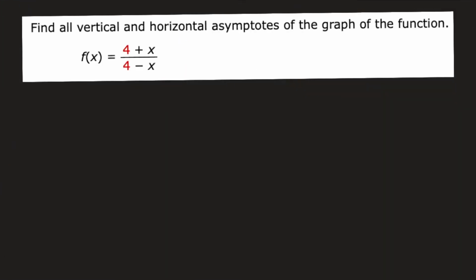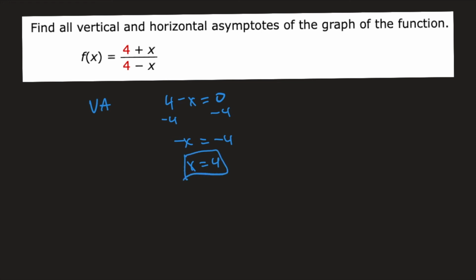Last topic we're going to talk about is rational functions. In this example, you have to find a vertical and a horizontal asymptote. A vertical asymptote is easily found by setting the denominator equal to 0 and solving for x. So if I subtract 4, I have -x equals -4, x equals 4. That is my vertical asymptote.